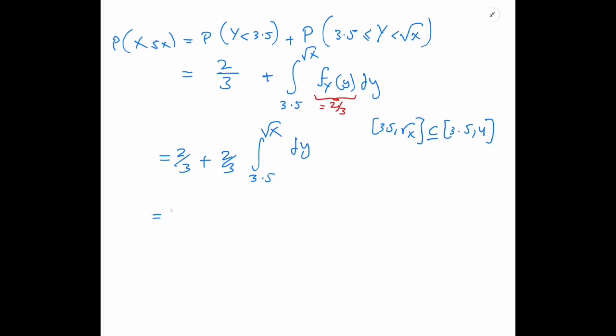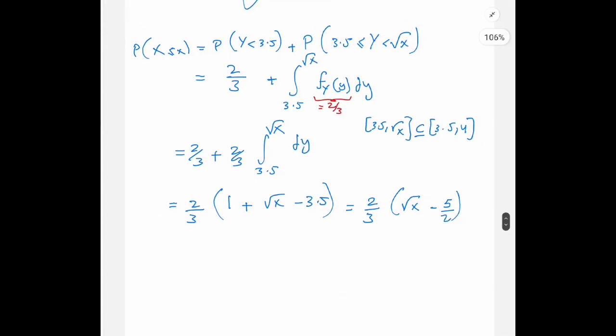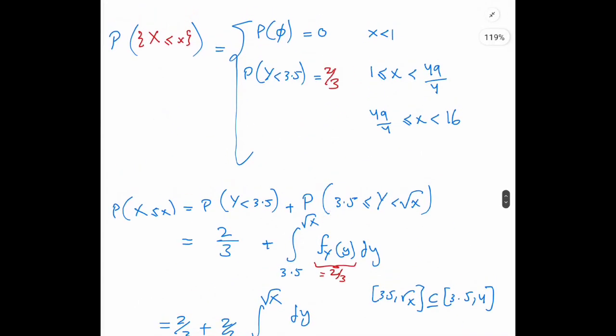So in this case we have 2/3, take it as a factor, 1 plus root x minus 3.5. So the final answer is 2/3 times root x minus 2.5, which is 5/2. So now we have this answer: 2/3 times root x minus 5/2.